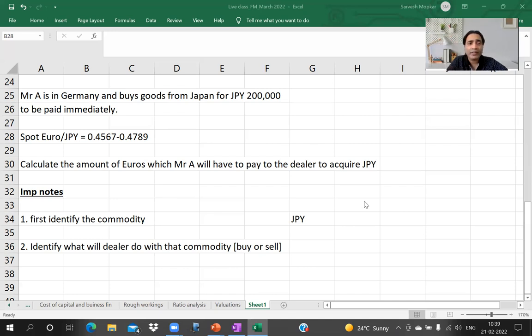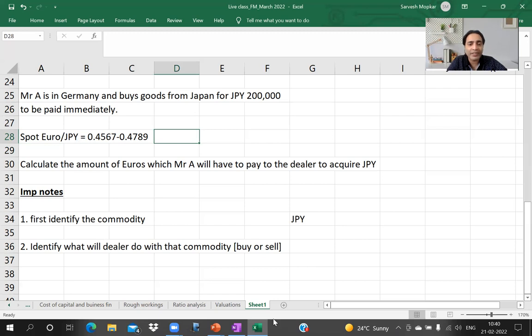Now, sometimes they give you the quotation in a different way. They will clearly say per unit of JPY is equal to, instead of writing euro oblique JPY, they will write one unit of JPY is equal to 0.4567, 0.4789. That time it is very clear that JPY is the commodity. But when it comes to euro oblique JPY, students become confused. What is the commodity here? The commodity is always the thing that is on the right side of the slash. Per unit of JPY, the right side is the commodity. And these are the currencies, the other one, the euro. So 0.4567 euros and 0.4789 euros.